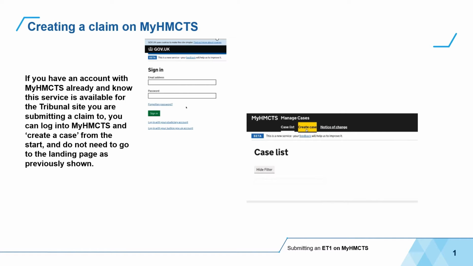If you have an account with MyHMCTS already and know this service is available for the tribunal site you are submitting a claim to, you can log into your MyHMCTS and create a case from the start, and do not need to go to the landing page as previously shown.